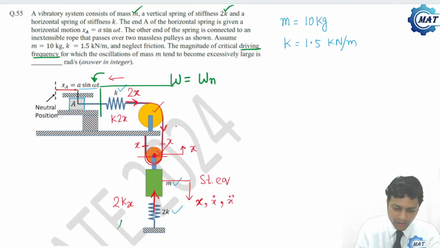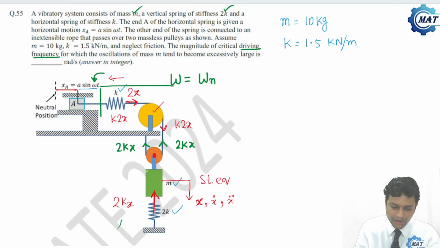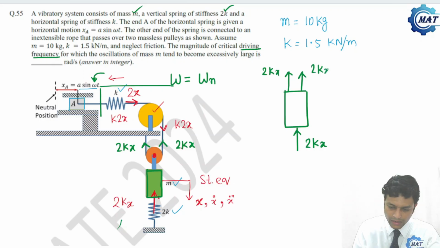So here tension will be K2x. If at this point tension is 2kx, then let me erase this. And so here tension will be 2kx and here also 2kx. Now if I draw the free body diagram of this mass, then this is 2kx and 2kx. And acceleration of the mass m is x double dot along this direction.